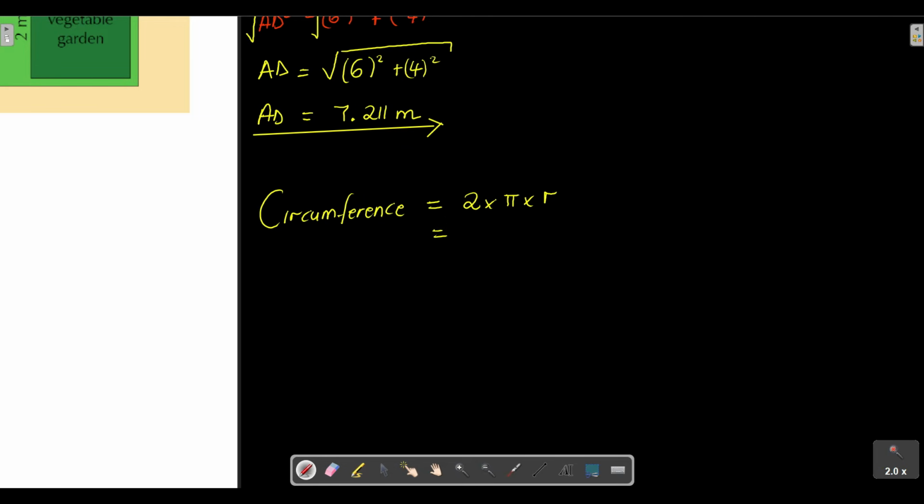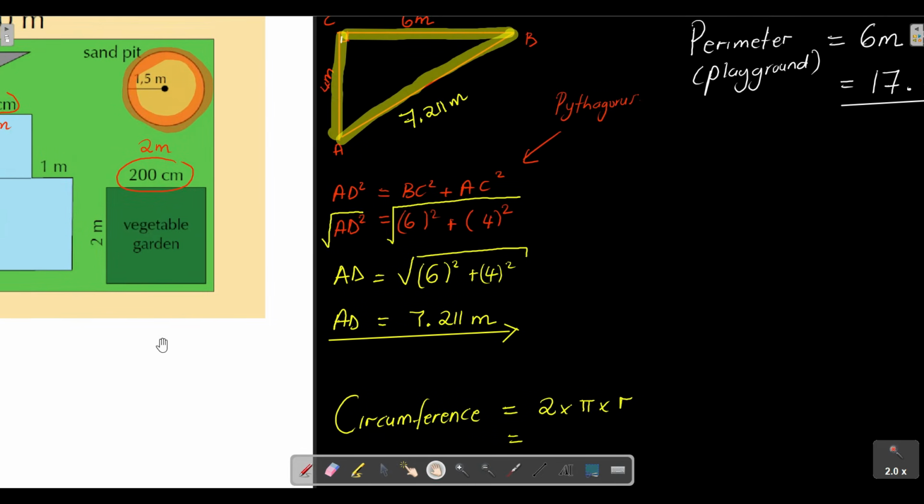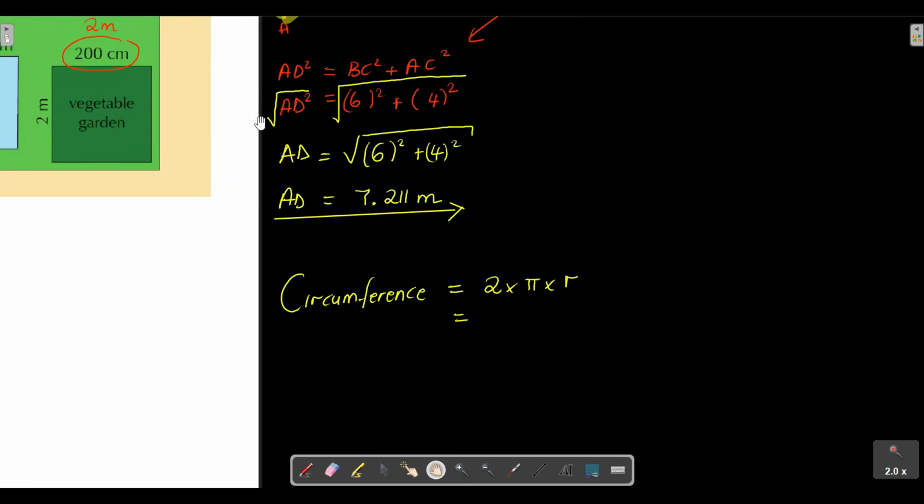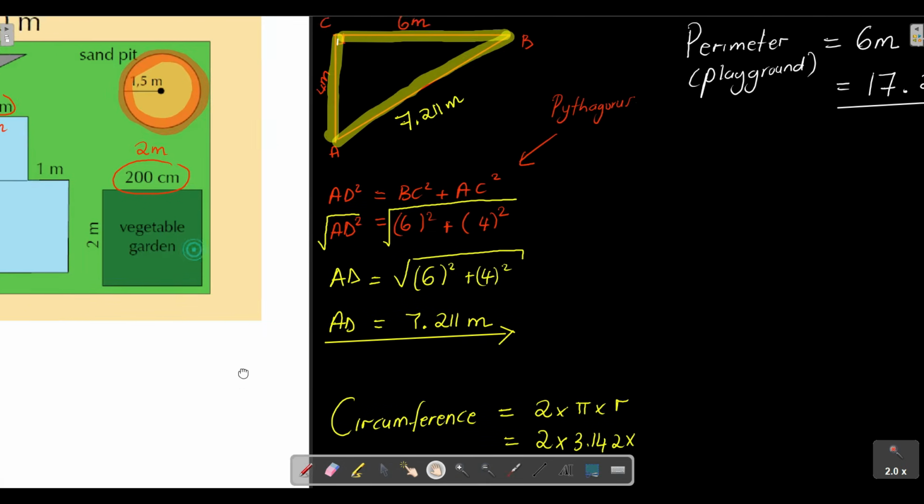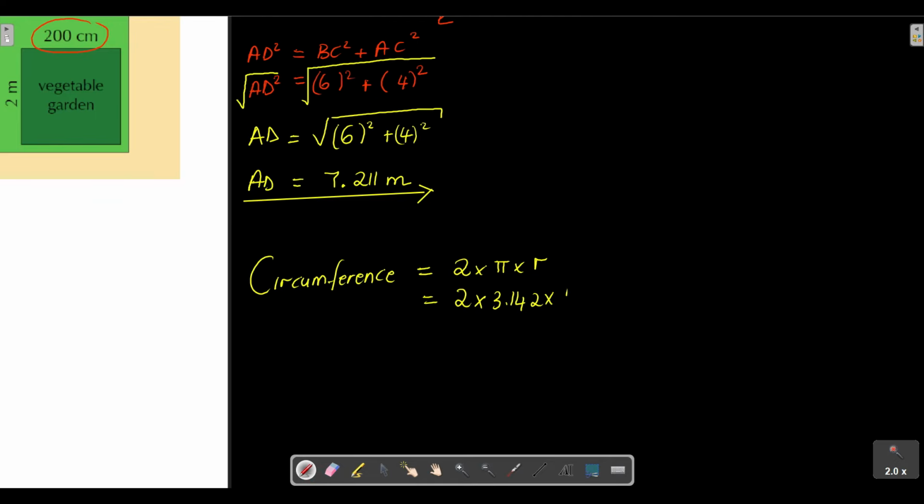What are the dimensions of our sandpit? Remember, we are given that the sandpit has a radius from the center to the outer part of the circle. That is the radius, and that radius is equal to 1.5 meters. So we're going to substitute that into our formula. So it's 2 multiplied by 3.142 multiplied by our radius, which is given as 1.5 meters.